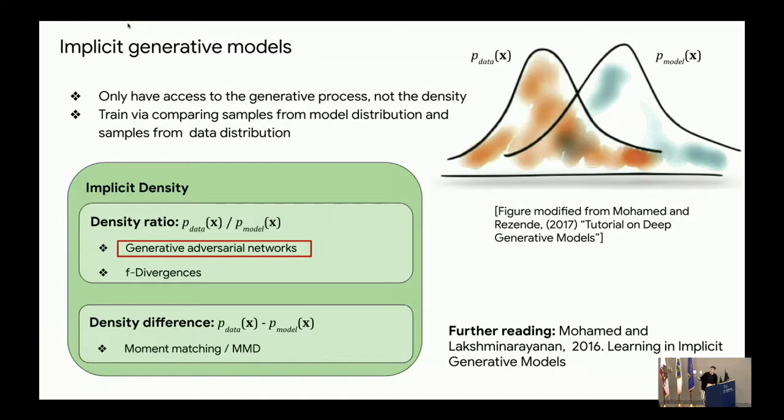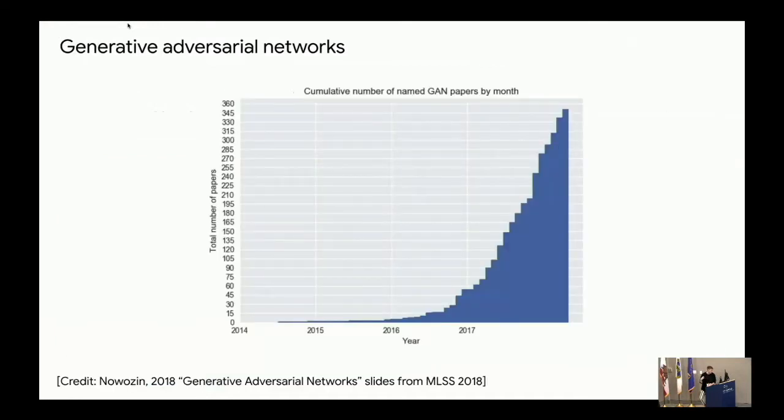Oh wait, no, now I'm gonna go into generative adversarial networks. So cool. So generative adversarial networks, I'm gonna spend a decent amount of time on because they're used everywhere now. This is a slide that I took from another talk, which I really like. This is the number of GAN papers by month, starting in 2014 up until, I don't know, maybe 2018. So just a huge, huge exponential spike.